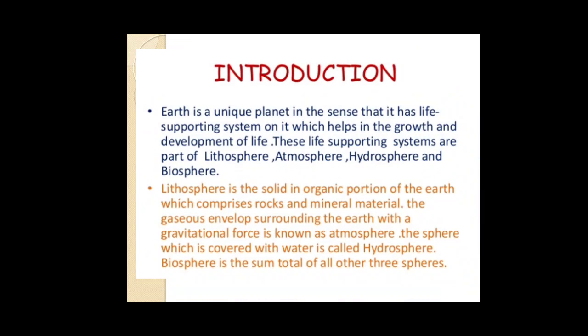As we have read in the first chapter, the earth is the only planet which has life. Human beings can live here because the life sustaining elements of land, water and air are present on the earth. The surface of the earth is a complex zone in which three main components of the environment meet, overlap and interact. The solid portion of the earth on which we live is called lithosphere. So, these life supporting systems are a part of lithosphere, atmosphere, hydrosphere and biosphere.